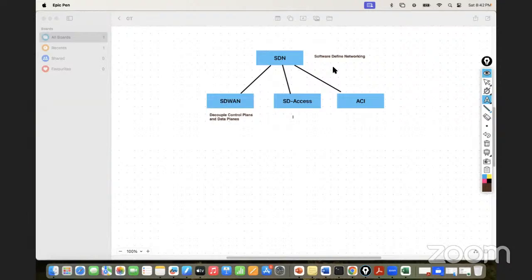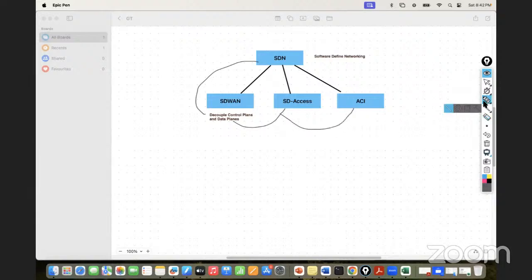So this is your SDN concept, how it is going to look like. Now if I talk about the key concept of the SDN, the first key concept I mentioned is to decouple the control plane and data plane. This was the key concept, and that has been used in this particular SD-WAN solution. The same key concept is used for the SD access. Same is for the ACI. This is the first key concept.